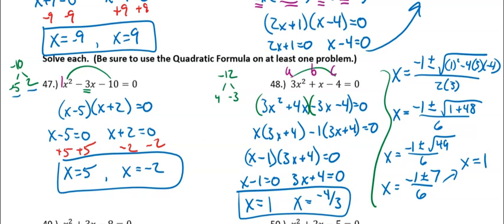Negative 1 minus 7 is a negative 8. Divided by a negative 6. Well, negative 8 over a negative 6, that reduces to a negative 4/3. So that's my other answer, -4/3. And that's it. I get the same answers. It just requires a little bit more simplification. Okay?